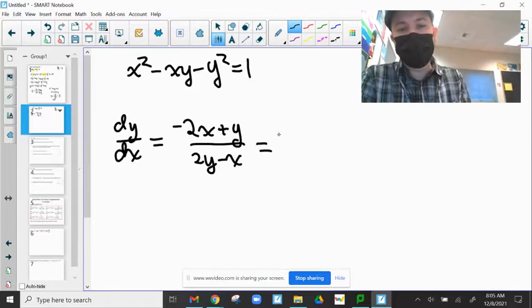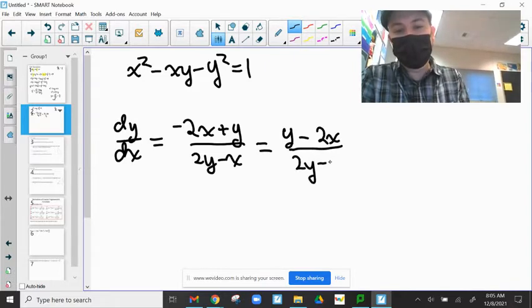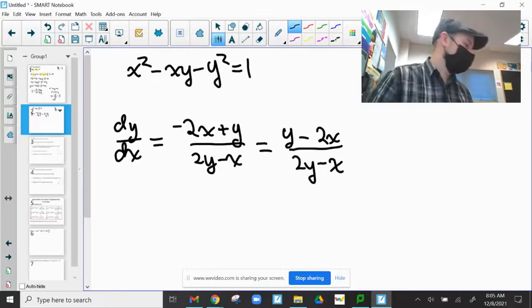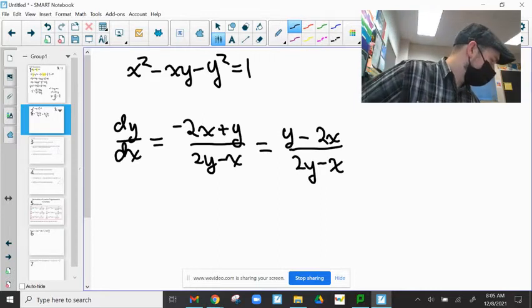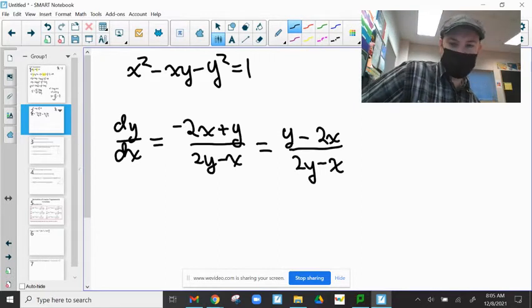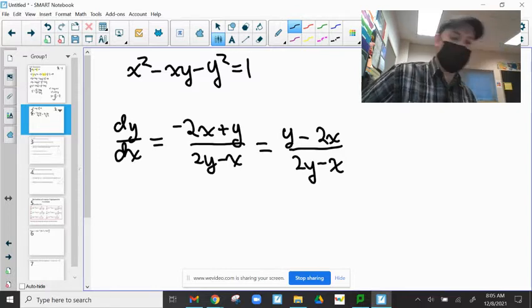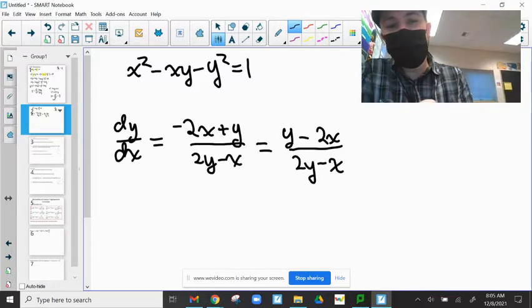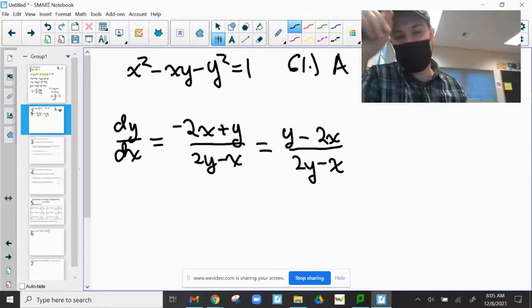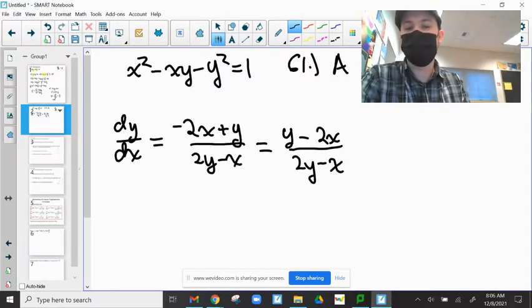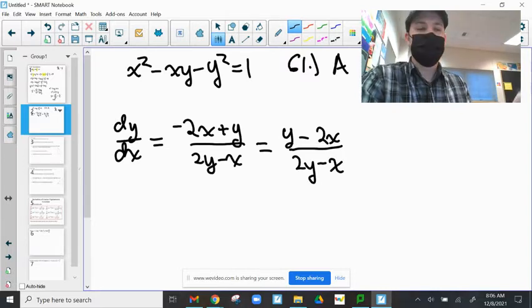Okay. And I might just turn that numerator around to say y minus 2x. This helps me with my negatives to rewrite it that way. And I guess that would be letter what? A. Wonderful. So for 61, you find that option A is the answer, and Sharon shared her solution there.